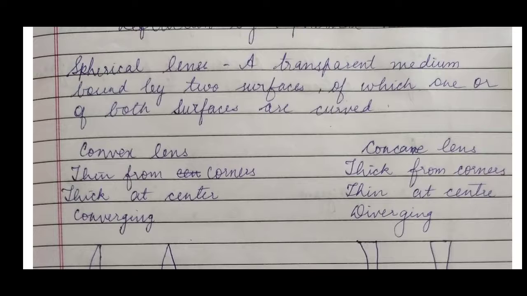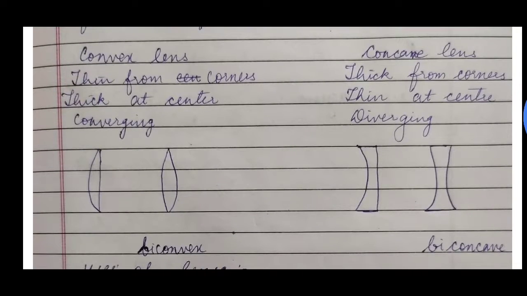Spherical lens is a transparent medium bound by two surfaces, of which one or both surfaces are curved. You can see that spherical lenses are curved from both surfaces. Now what was a mirror? It was only curved inward or outward, concave and convex. Now what is a lens? A lens is curved from both sides. So this is a figure of convex lens and concave lens.